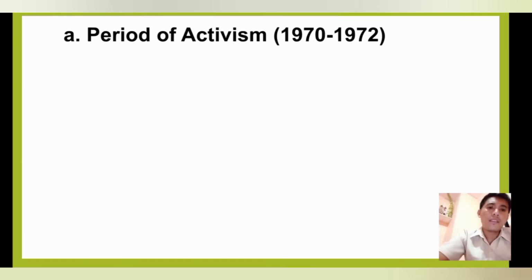The period of activism in 1970 up to 1972. Many young people became activists to ask for change in the government. In the expression of this desire for change, writings of some youth who were fueled with nationalism emphasized the importance of their petitions.